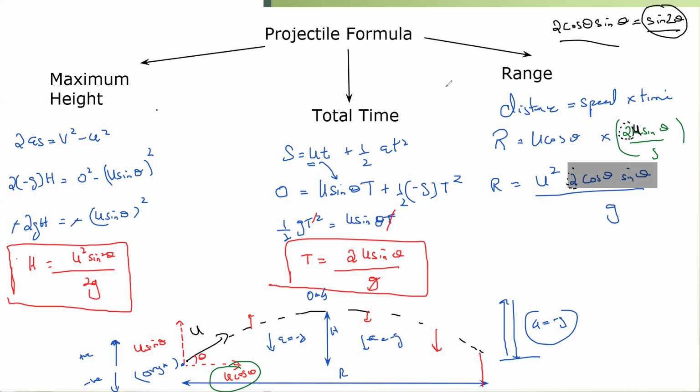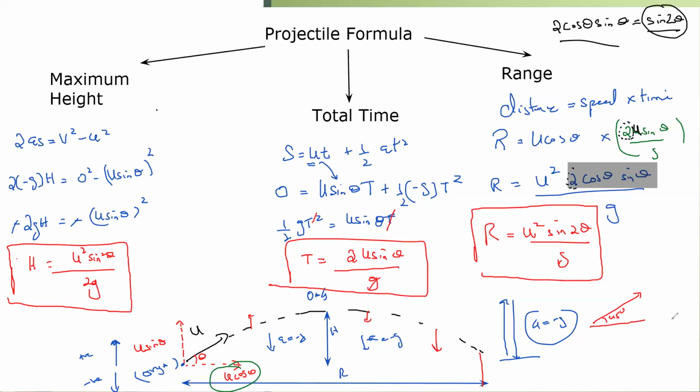So what will the range be? The formula for the range is u square sine 2 theta divided by g. If we want the range of the projectile, the maximum distance covered by the projectile, it will be equal to u square sine 2 theta divided by g. That's the formula to get the range. And we'll have the maximum range of a projectile when the launching angle is 45. If we launch the projectile with an angle of 45, it will have the maximum range.